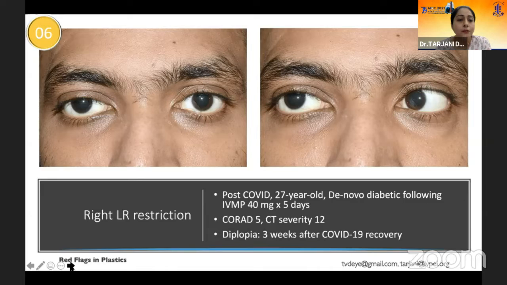This is a very recent patient who presented to us with just a little bit of limitation in adduction. But if you look at the history that I've noted down here, he is a COVID recovered patient. He's very young, 27 years old, was never diabetic earlier, but due to the severity of SARS-CoV-2 infection, he was treated with steroids. And 3 weeks after treatment with steroids and complete recovery, he developed this sort of diplopia and restriction in adduction on the right side.